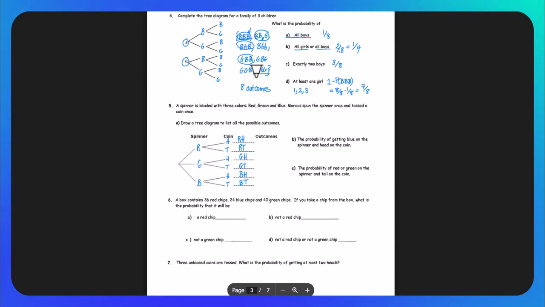Now part B is asking, what is the probability of getting blue on the spinner and heads on the coin? Well, we go down to the bottom here. There's only one outcome, one favorable outcome, which is 1, over the total outcomes, which in this case is 6. So our probability is 1 over 6.